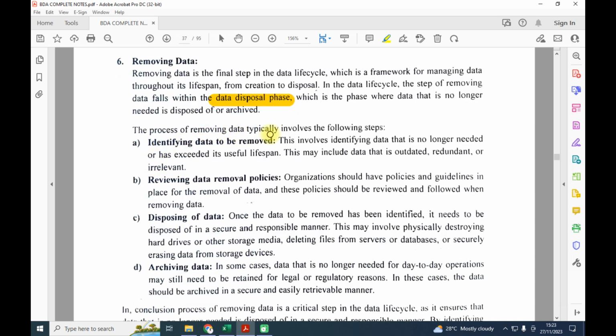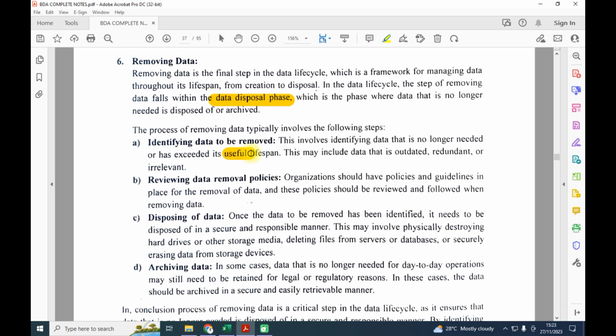So the process of removing data typically involves the following steps. The first one is identifying data to be removed. First we identify the data to be removed. This involves identifying data that is no longer needed or has exceeded its useful lifespan. So first you shall identify that data that we no longer need, the data that has exceeded its useful life.